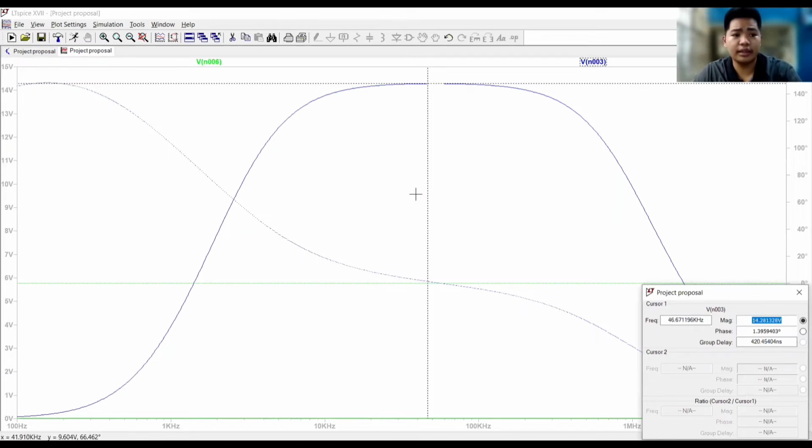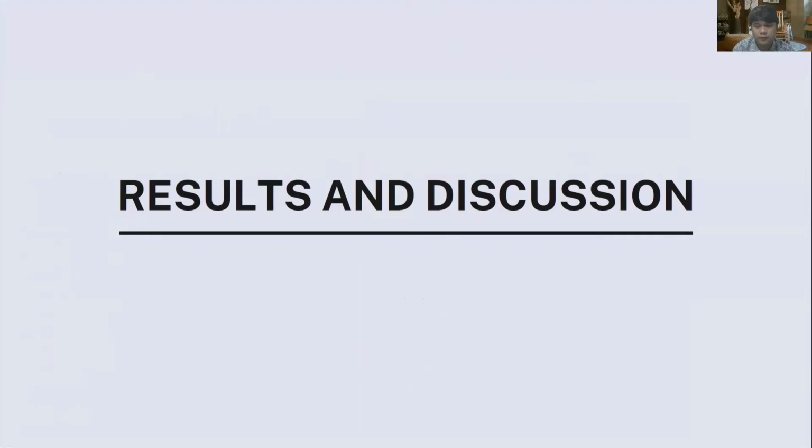So if we want to get the voltage gain at each stage, we need to do the same procedure as last time, wherein we get the voltage gain one stage at a time. Now, for the results and discussion, I will be discussing the acquired values for our two-stage amplifier, specifically a common emitter amplifier.